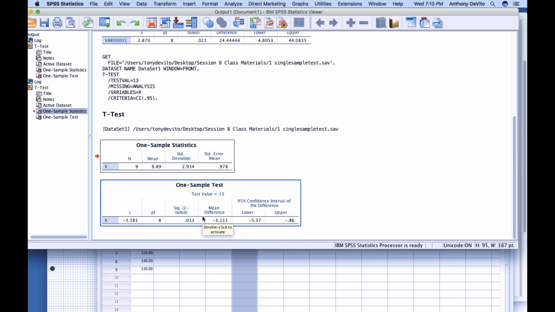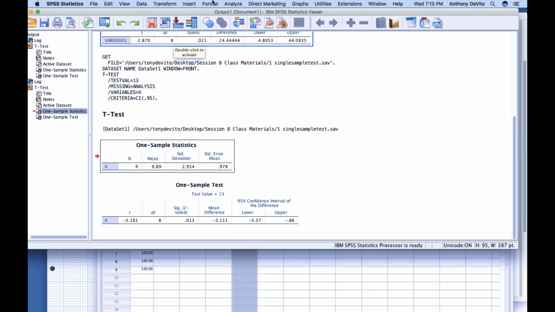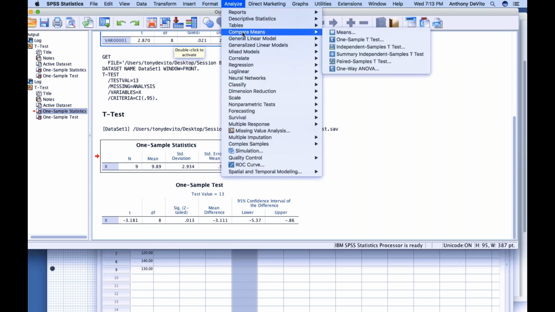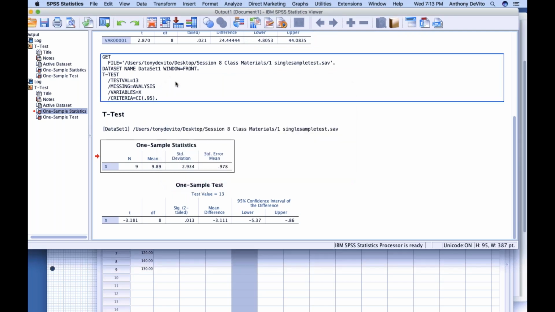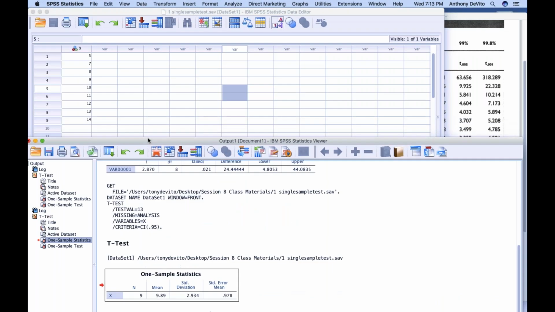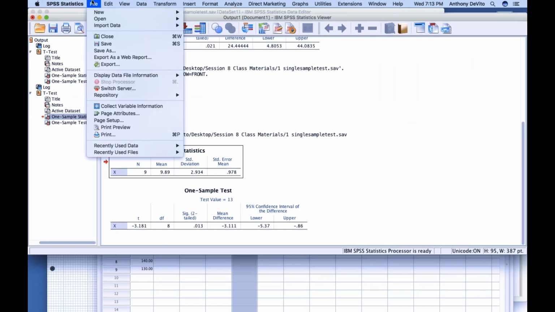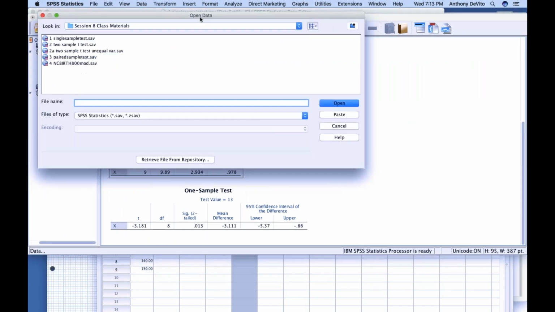Okay, so that's how I would deal with a one sample t-test, where I'm telling SPSS that I want to compare the mean of this sample that I took to a set value, in other words, a known mean for another population. That's one possible scenario that I might be in when I work with SPSS. The next one is when I have two samples.